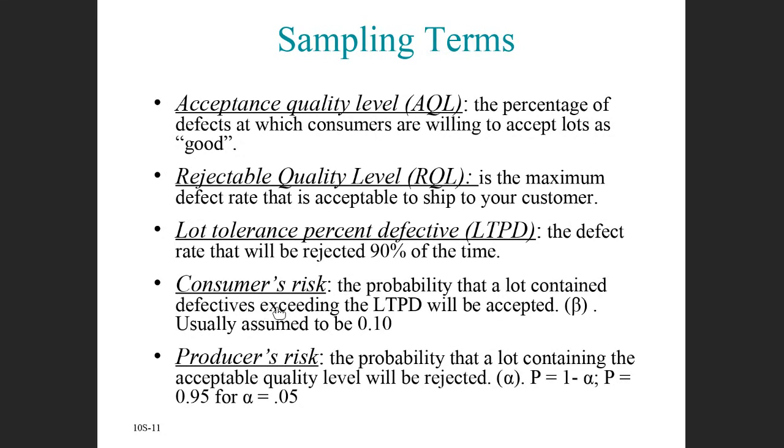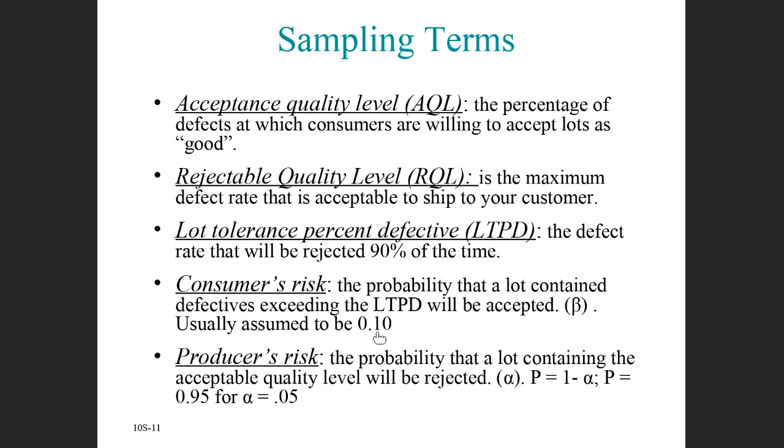The lot has 100 items, and the LTDB, let's say it is 5%. The probability of a lot that contains 5% defective being accepted is considered to be the beta, and that's why it is considered a very small risk, 10%. So you don't want to exceed 10% of the time to accept a lot that has more than the defect rate that you set from the beginning.